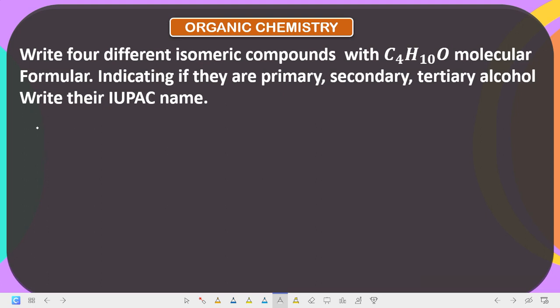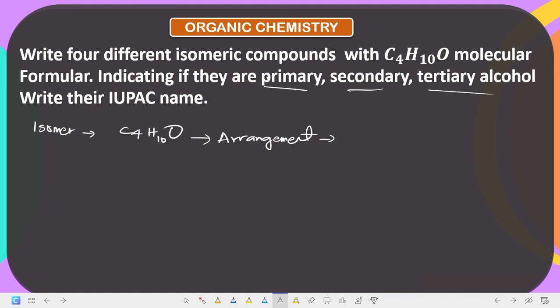Now, the first thing you need to know are isomers. Isomers are compounds with the same molecular formula, as in the case of C4H10O, but different arrangements of atoms. Now, the different arrangements of atoms in this case can give the different kinds of alcohol.